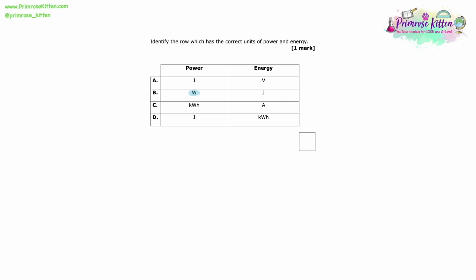Let's also just reflect on what the unit for energy is. Energy can actually be measured in either joules or kilowatt hours. Both of those are acceptable units for energy. However, here you can see that only B is correct for both the power and the energy, and therefore our answer to this one is B.